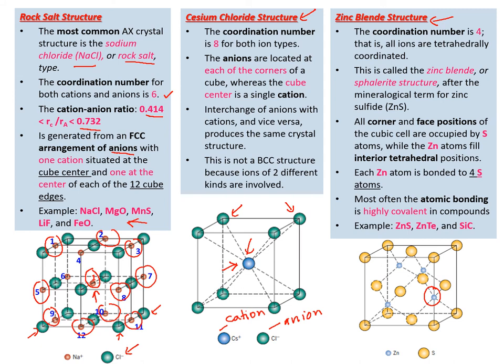And then each of the zinc atoms is bonded to 4 sulfur atoms. As I mentioned before, this is the zinc, and it is bonded with the other 1, 2, 3, 4 sulfur atoms. Most often in this type of structure, the atomic bondings are highly covalent in the compounds. And the other examples of ceramics that use this crystal structure are as such.